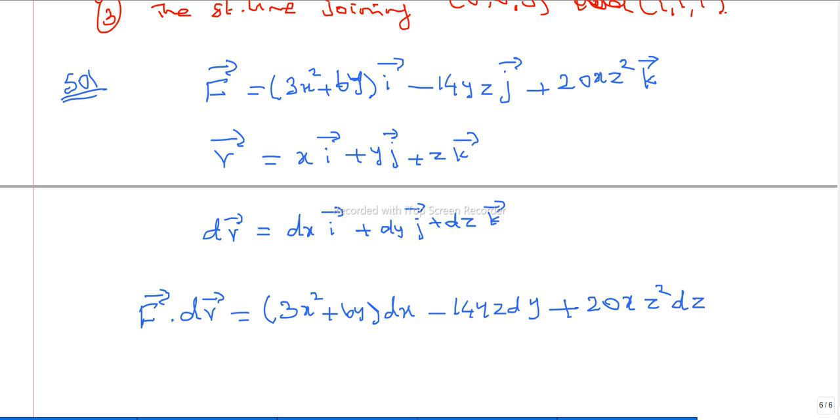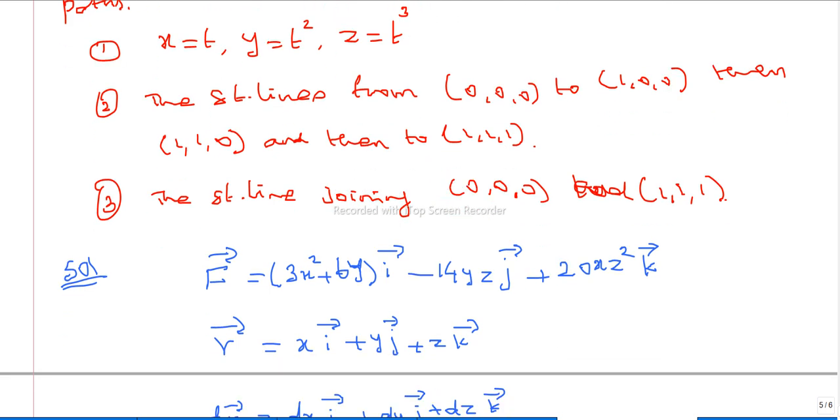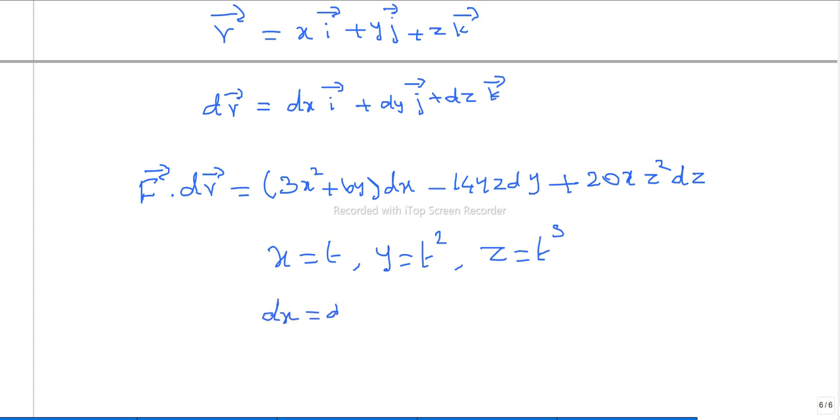Now for the first path, you have to take x equal to t, y equal to t square, z equal to t cube, and then find the integration. Now what is dx? dt. If you differentiate both sides with respect to t, what is dy? 2t dt. What is dz? 3t square dt. So now everything is in terms of t.